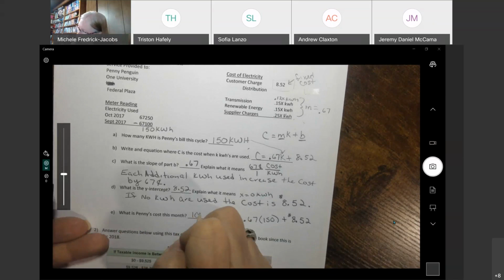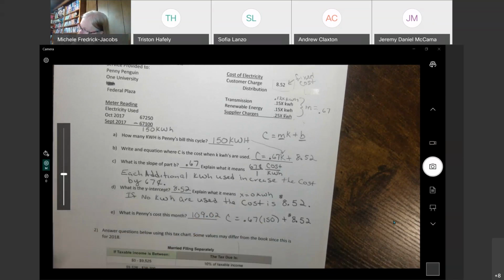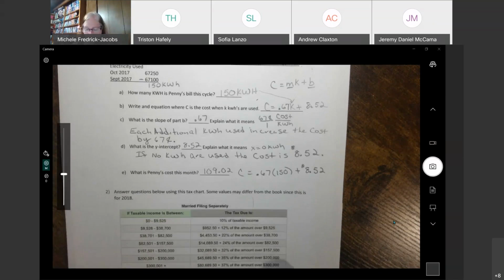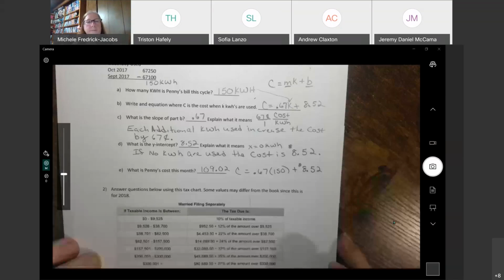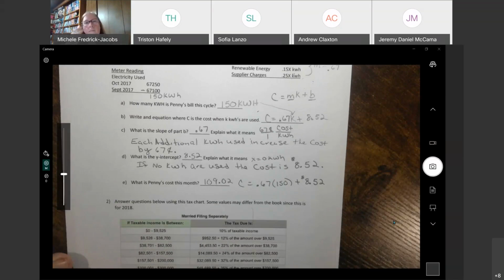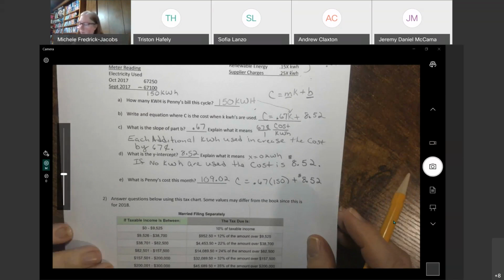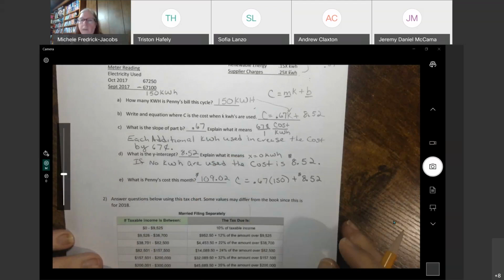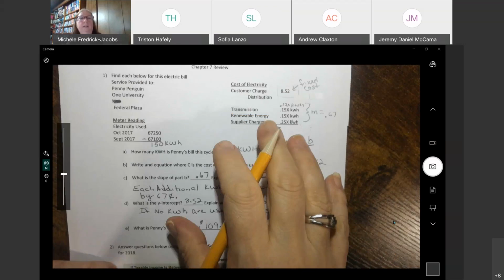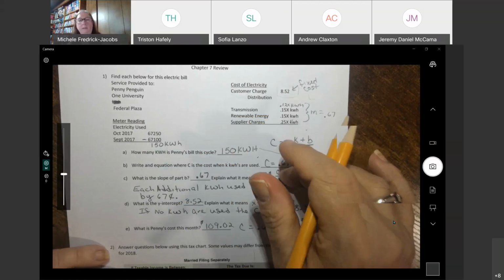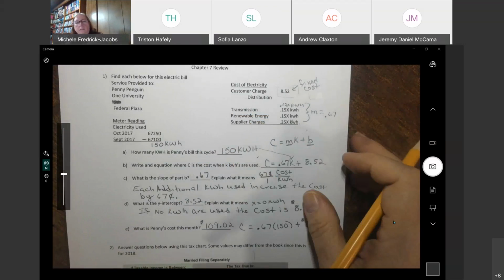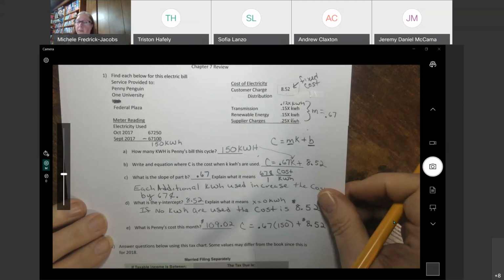You get $109.02. Any questions on that? There is one on Blackboard that is set up similar to this. And there'll be one on the test that will be set up similar to this.